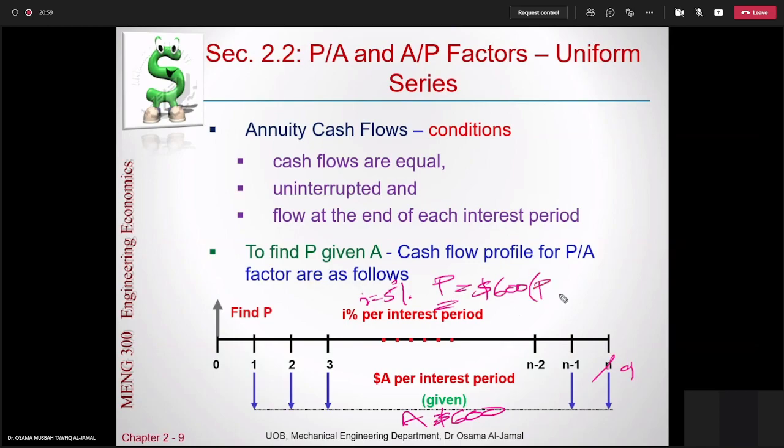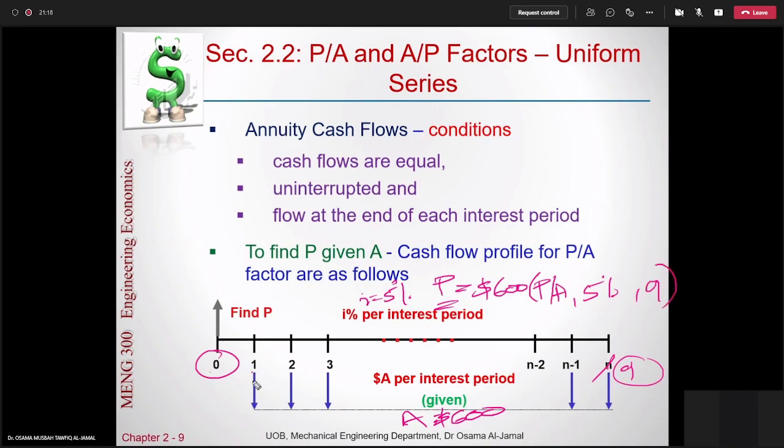What do we have here? We want to find the P. What is that $600? Which is the A. How much is I? 5%. N is 9 minus 0. 9 minus 0, which is 9.